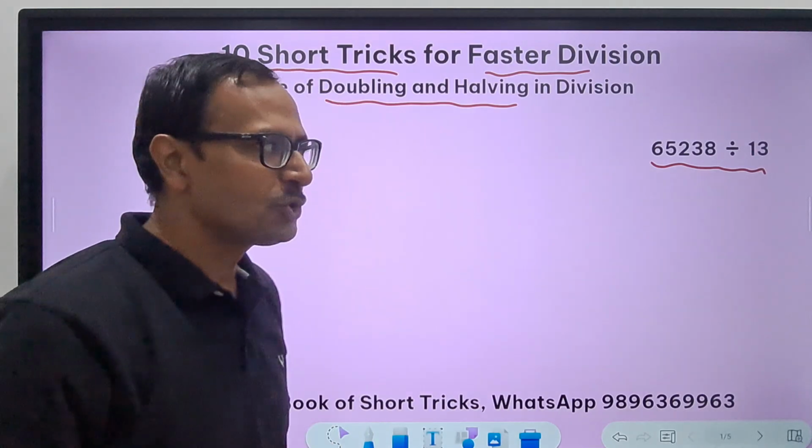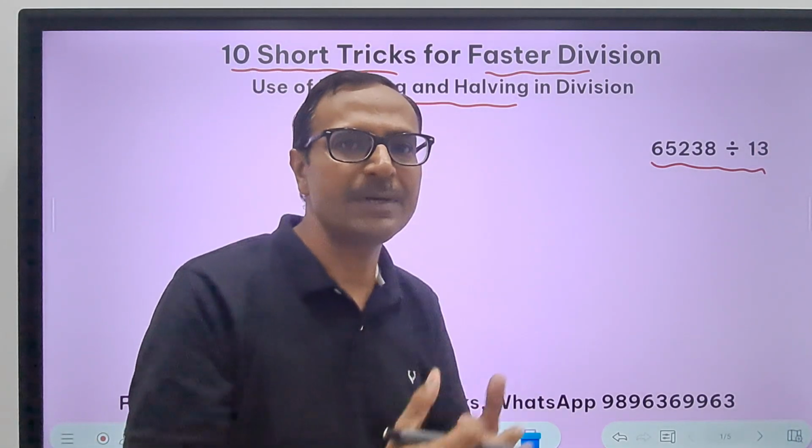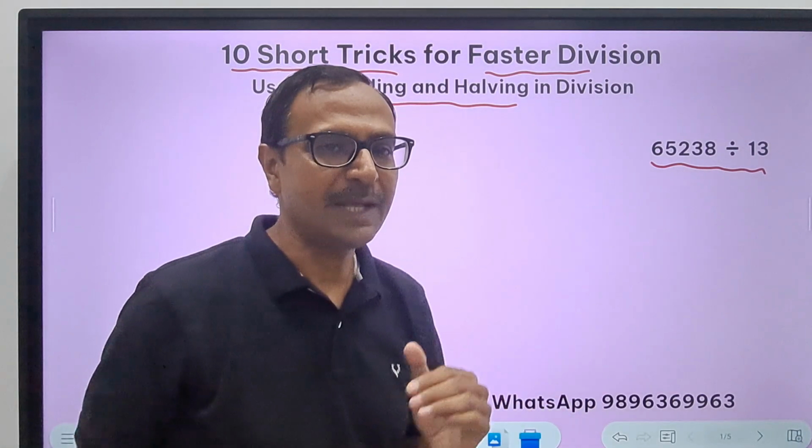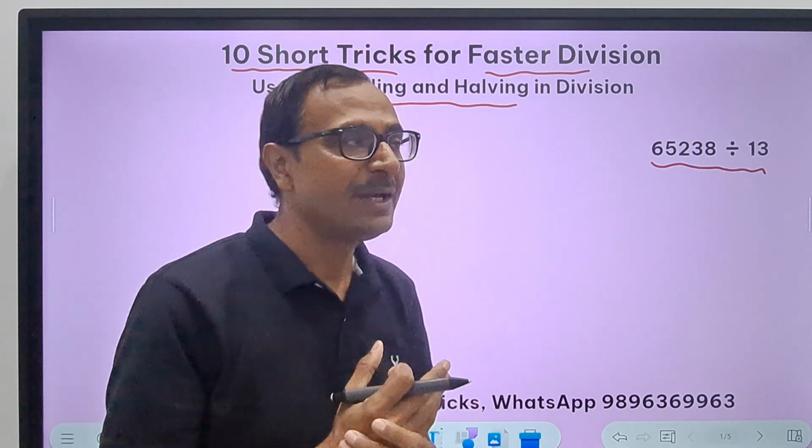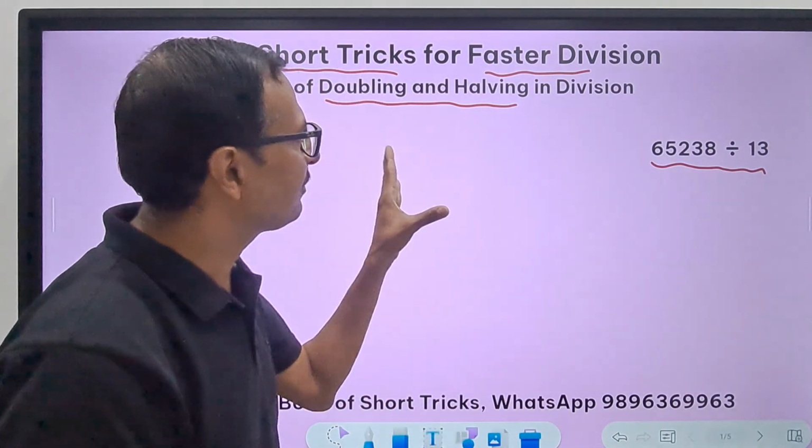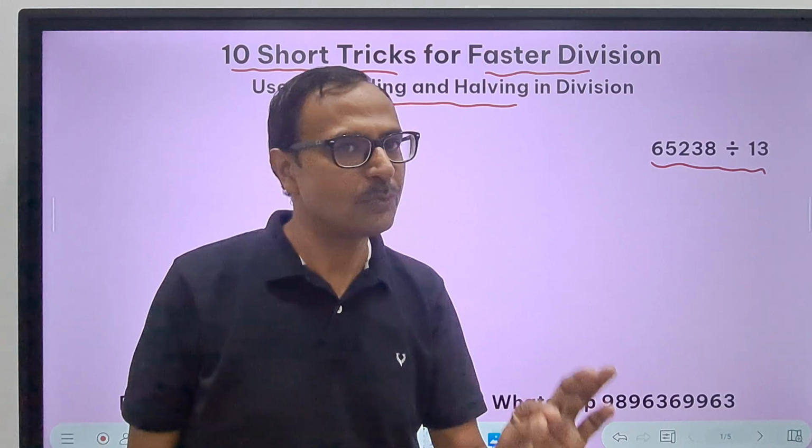So let's get on with the video and learn the first basic thing, which is doubling and halving. We should be really quick in doubling numbers and halving numbers, that means taking the half of any number. That is the basic thing we should know for dividing numbers very quickly.